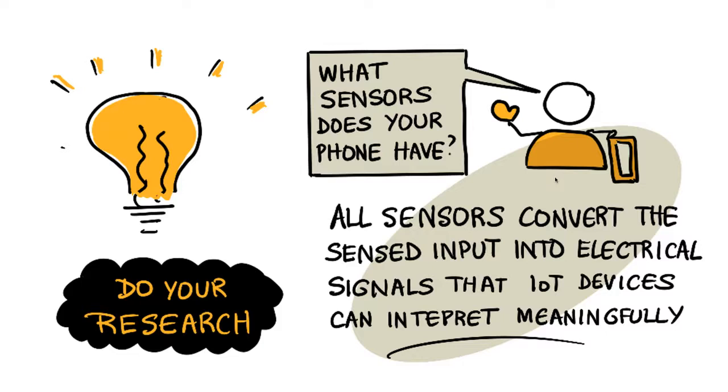So the whole purpose of a sensor is it senses something in the world around you, quantizes that into electrical signals, and that your IoT devices can interpret. And your phone has a load of sensors built in, more than just the camera. So something to think about, what sensors does your phone have? Think about it. Talk about it in the chat, we can talk about it in the office hours tomorrow, but a little bit of homework, just have a look, find out what sensors your phone actually has.